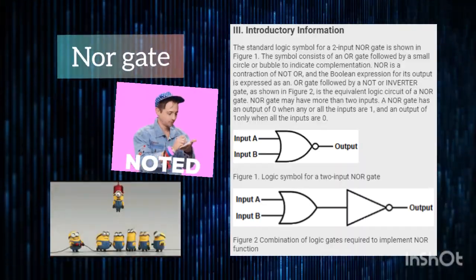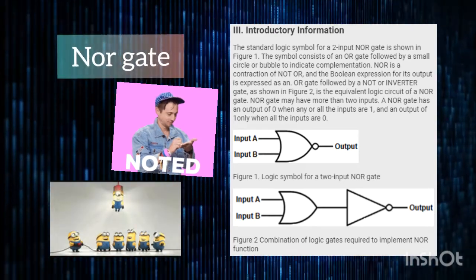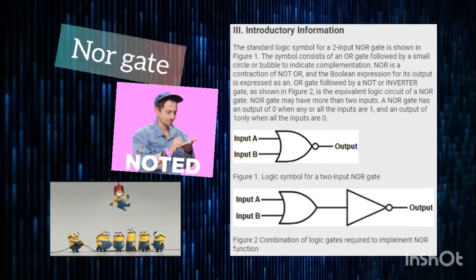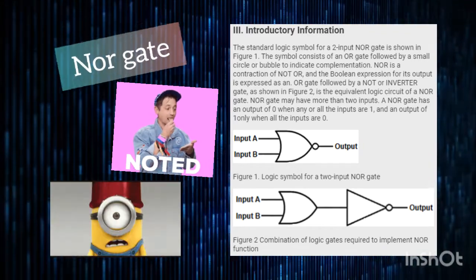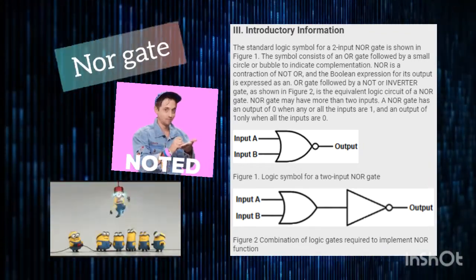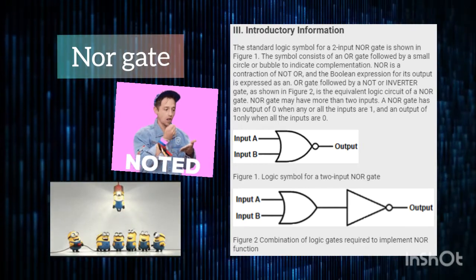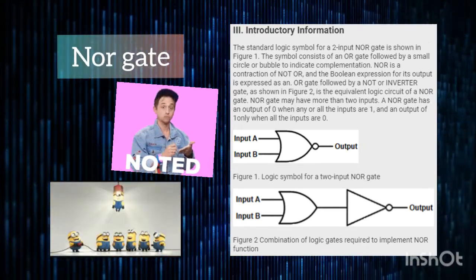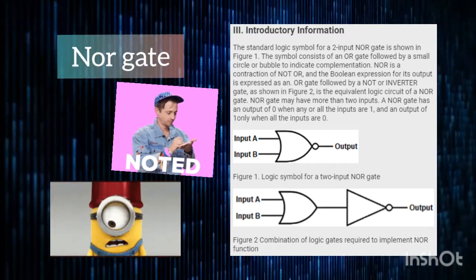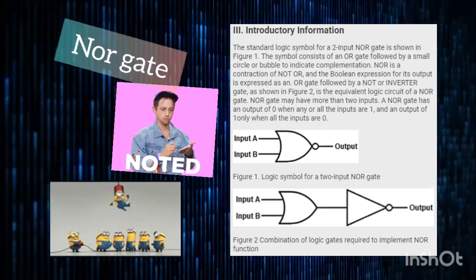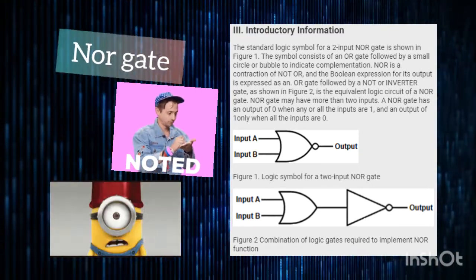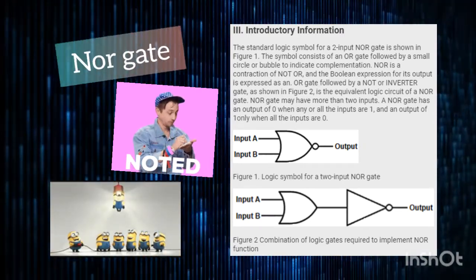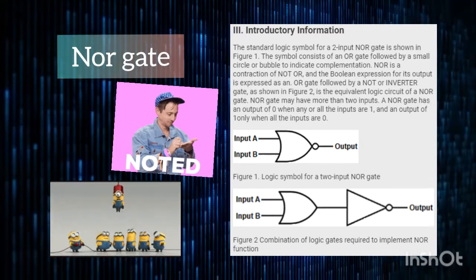Here we have some introductory information about NOR gate. The NOR gate has an output that is normally at logic level 1 and only goes low to logic level 0 when any of its inputs are at logic level 1. The logic NOR gate is a combination of a digital logic OR gate and NOT gate connected together in series. Here we have at figure number 1 a logic symbol for a 2-input NOR gate, and in figure 2 the combination of logic gates required to implement NOR gate function.